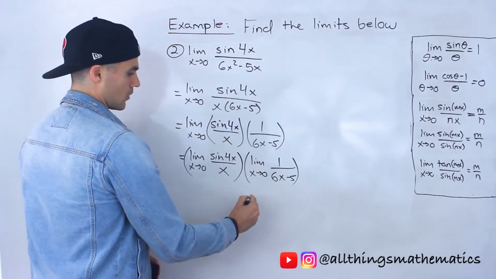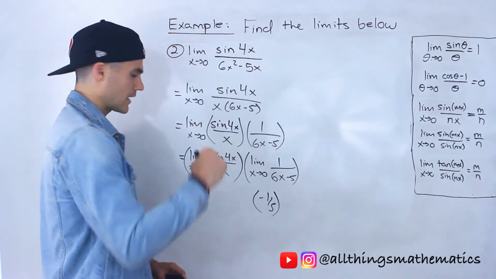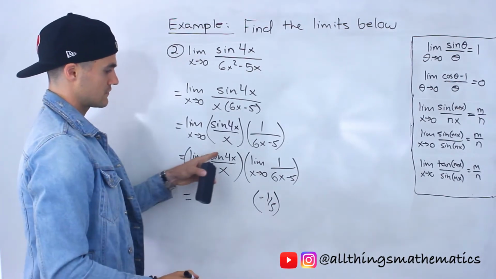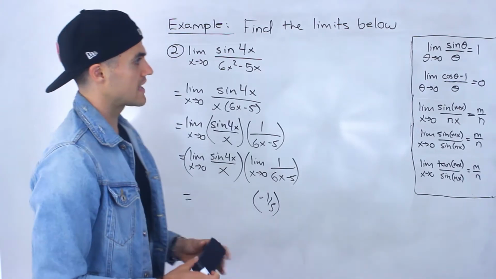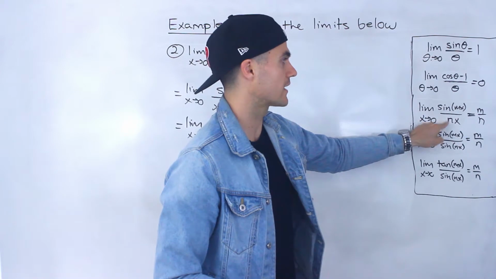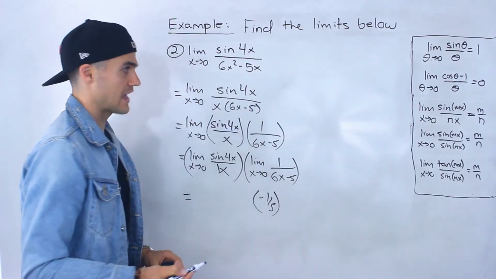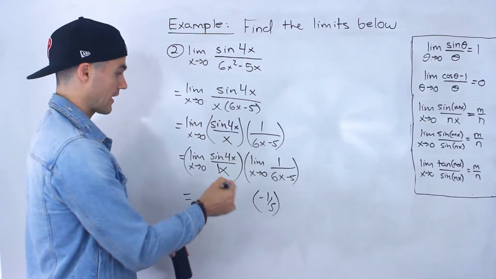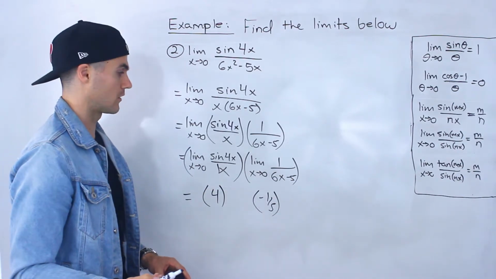For this one, we can do a direct substitution. It's just negative 1 over 5, like we had in the previous example. But notice this bracket is different. Instead of sine x over x, it's sine 4x over x. But notice that it's in the format where we have sine mx over nx, where the m in this case is 4, and the n is 1. So we know the answer is going to be m over n, which ends up just equaling 4, like that.